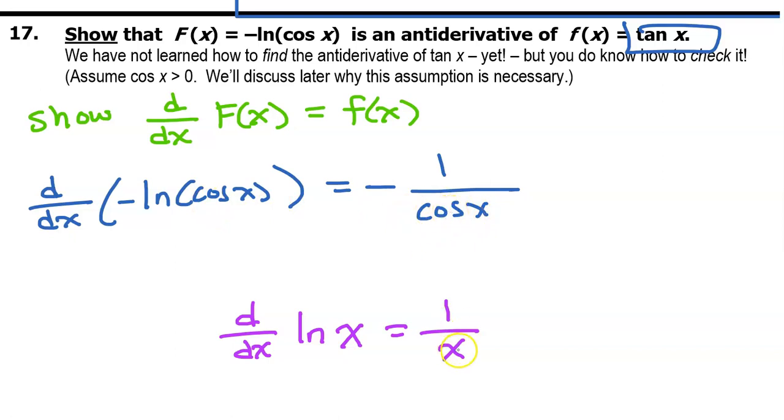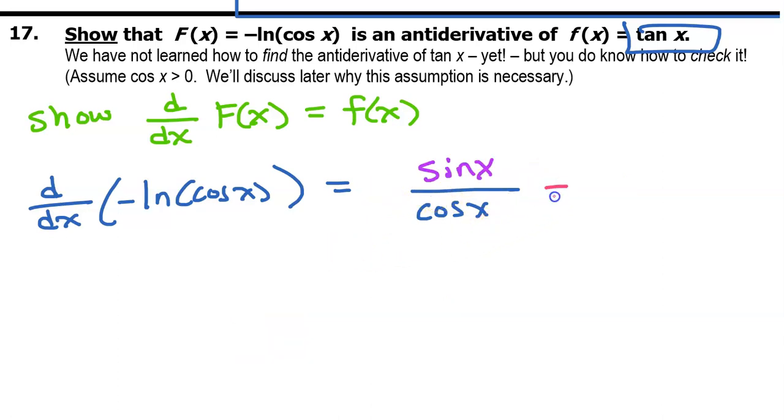Because this is a function and not just x, I need to do the chain rule and multiply by the derivative of cosine. The derivative of cosine is negative sine x, which I will put in the numerator. Actually, notice that we have a negative times a negative though, so I'm going to move the sine x to the numerator, but I'm also going to take away these negative signs because they cancel each other out and make a positive. But suddenly we are finished because sine over cosine is tangent. So there it is. We showed that the derivative of capital F of x is equal to lowercase f of x.